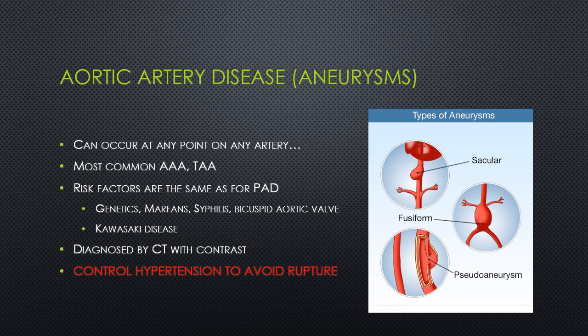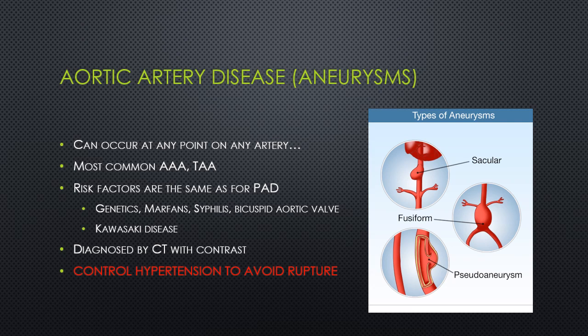For our aortic arterial disease, so like our aneurysms, these can occur at any point on any artery, but because the pressure in the abdomen and the thorax are so high in the aorta itself, those tend to be the most common sites. So an aneurysm is just a weakening in that middle layer or that muscle wall of the artery that leads to kind of this ballooning of a portion of the artery, and obviously the risk is that it's going to rupture. So the risk factors for aneurysms are the same, obviously, as peripheral arterial disease, because it's the hypertension and the damage to the vessel that causes this.